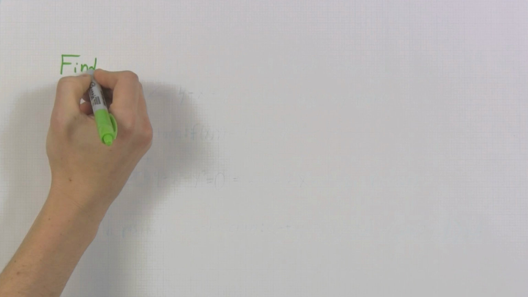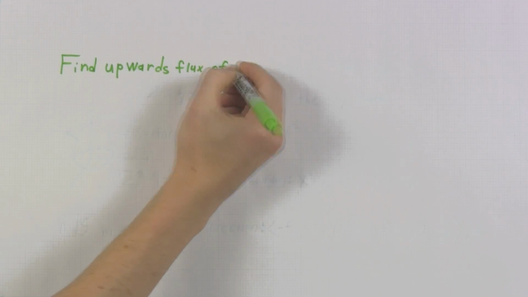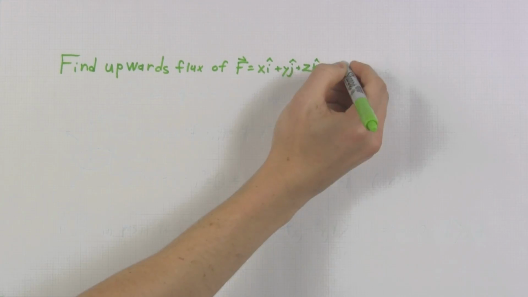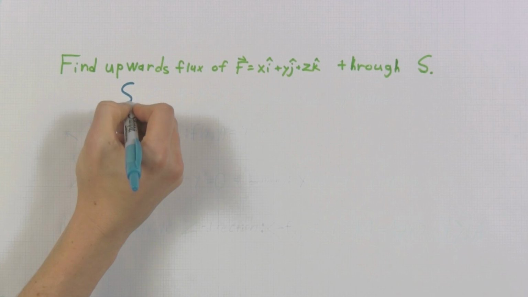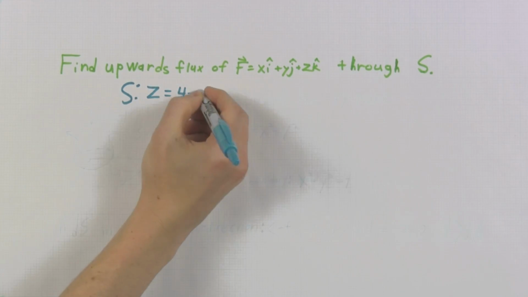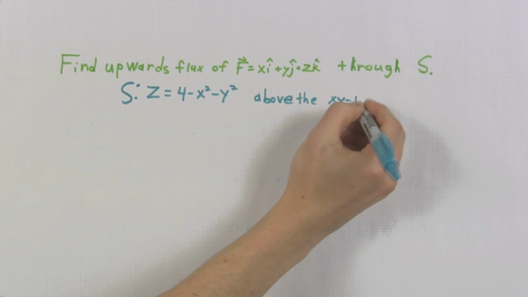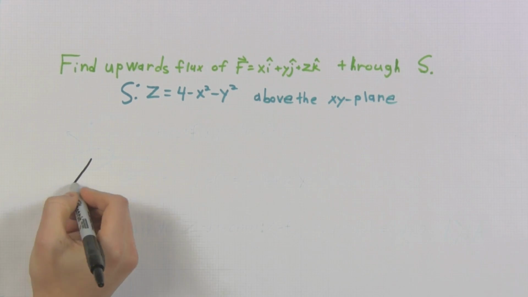So let's try and apply this problem-solving approach to a couple practice problems. The first problem is to find the upward flux of the vector field f equals x i hat plus y j hat plus z k hat through the surface S, where S is z equals 4 minus x squared minus y squared, only above the xy plane. So our first step is to draw a picture.